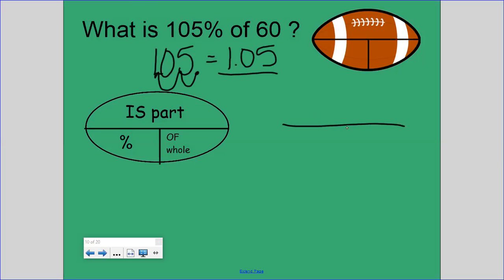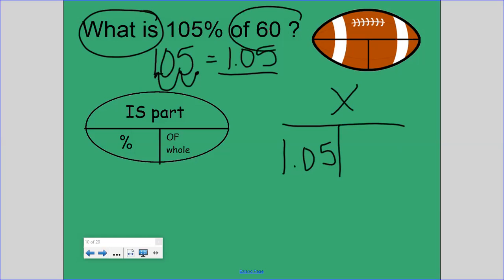Now, I'm going to make a little T-chart because you don't want me making total football. It'll look like a disaster, as my students know. So a little T-chart, T for touchdown will do it. So let's put 1.05 because we know the percent goes down here. And what are we trying to find? What is? I don't know. So let's put that up here. And of the total, the whole is 60.